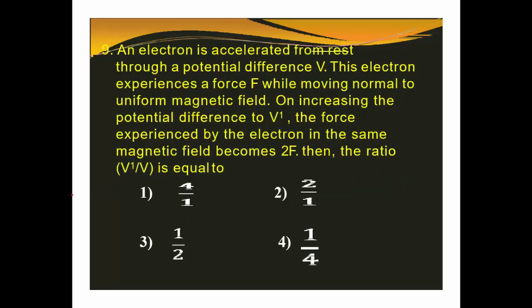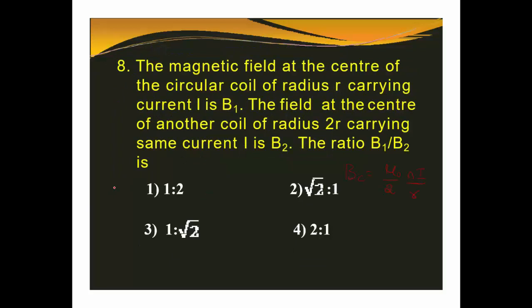Again I will write the initial formula. B equal to mu naught by 4 pi times 2 pi Ni by R. This is the actual formula, where we can cancel the pi terms, and this reduces the formula like this. Okay, now the magnetic field at the center is inversely proportional to R.